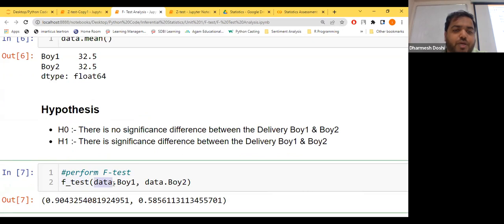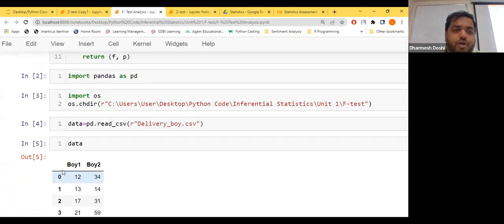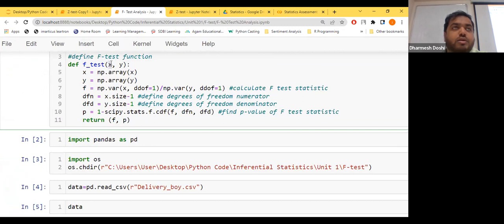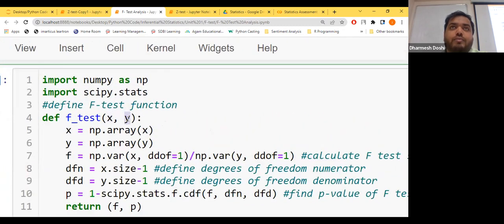So from data, pick up boy number 1. Clear? I put it over here in X. Pick up boy number 2, put data in Y. So X we convert to array, and Y we convert to array. Then I compute variance of X and variance of Y. I say X divided by Y will give me F value.